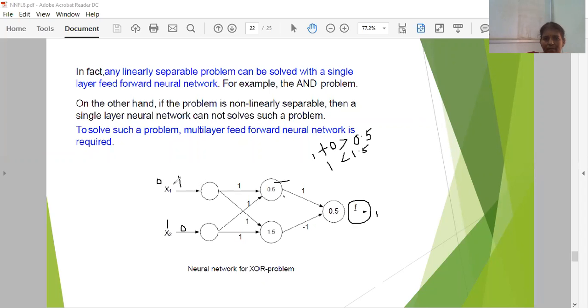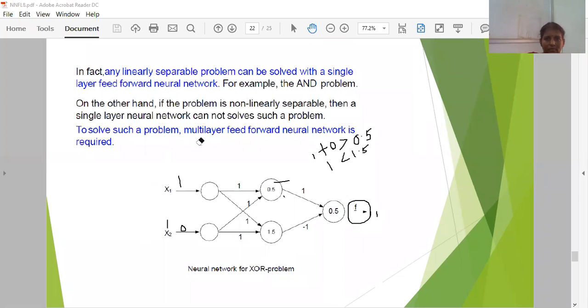Okay, here if you are considering 0, 0 into 1, 0 plus 1 into 1, 1. 1 is greater than 0.5. So your output will be 1. Here 0 into 1, 0 plus 1 into 1, 1. 1 is less than 1.5. Your output is 0. So 1 into 1 is greater than 0.5. Your output is 1.